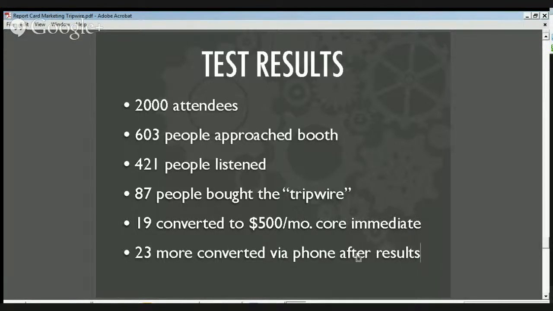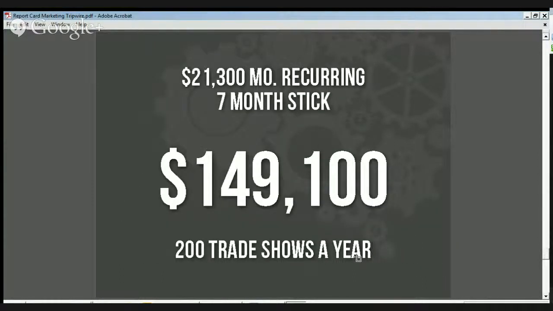So that's pretty cool. Then after they went back home, they converted another 23 people. So you had 42 people paying $500 a month based on this strategy. And that's pretty nice. That's $21,300 a month in recurring revenue. They had about an average of a 7-month stick rate, so it generated $149,100.